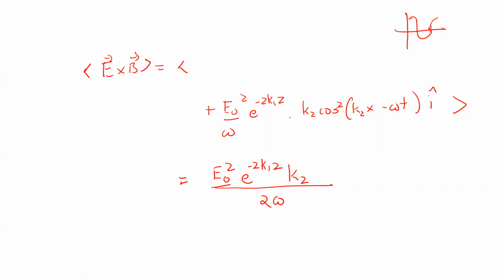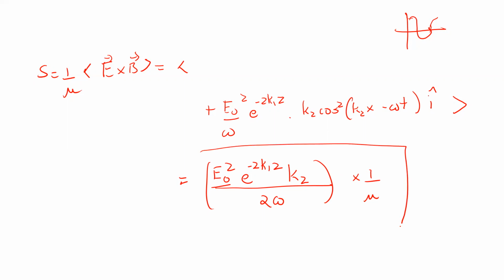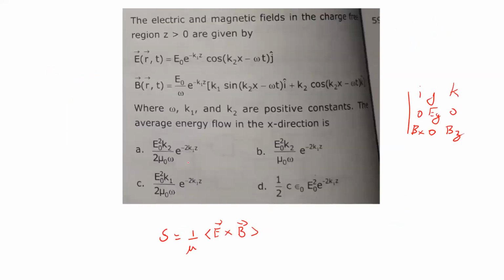This is E cross B. So to make it S, we have to multiply by 1 by mu naught. So I divide this entire term by mu naught, and therefore this is your answer. This is given by option A. Instead of mu, they are using mu naught. So that's all.